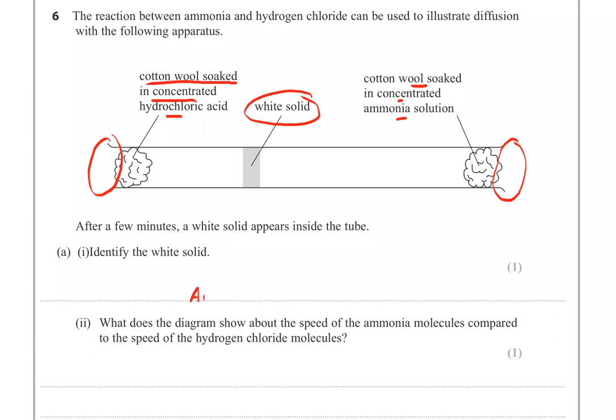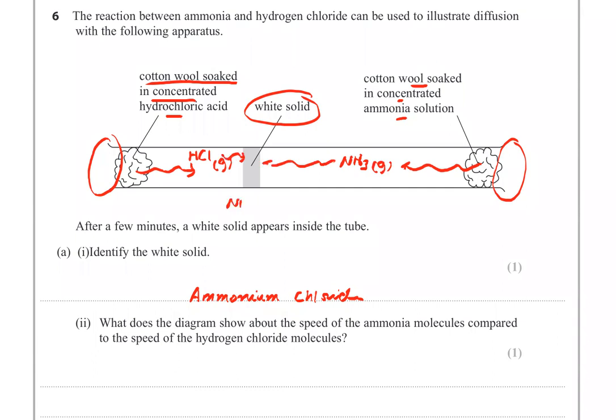Identify the white solid. برضو it's ammonium chloride، لأن زي ما اتفقنا ال concentrated hydrochloric acid will give off hydrogen chloride gas، و concentrated ammonia solution will give off ammonia gas. The two gases diffuse يعني move randomly inside the tube until they meet and react together, ammonia plus HCl forming NH4Cl ammonium chloride. يبقى الوايت solid هنا هو NH4Cl which is ammonium chloride.